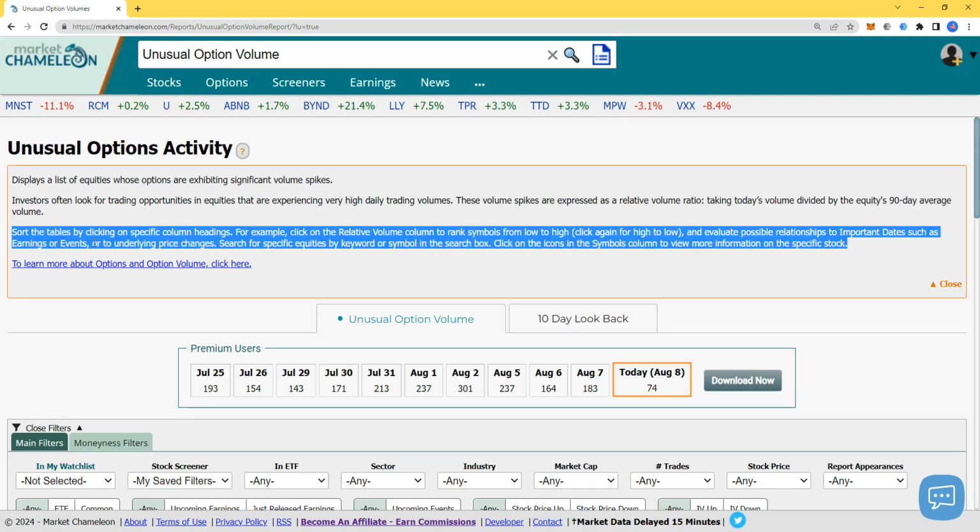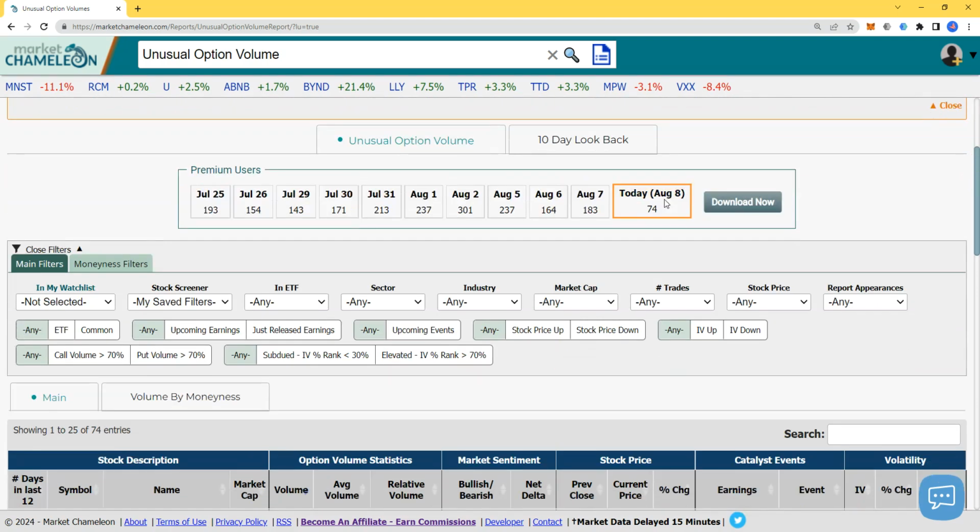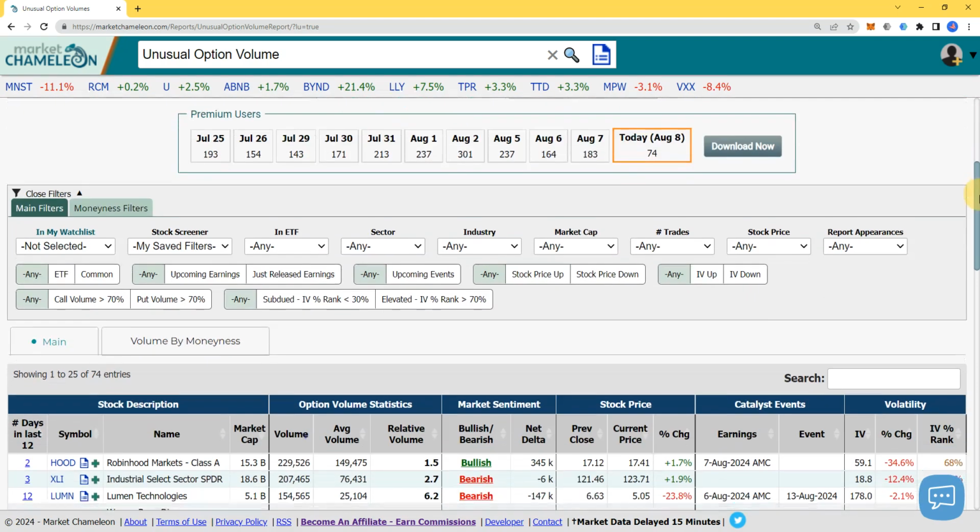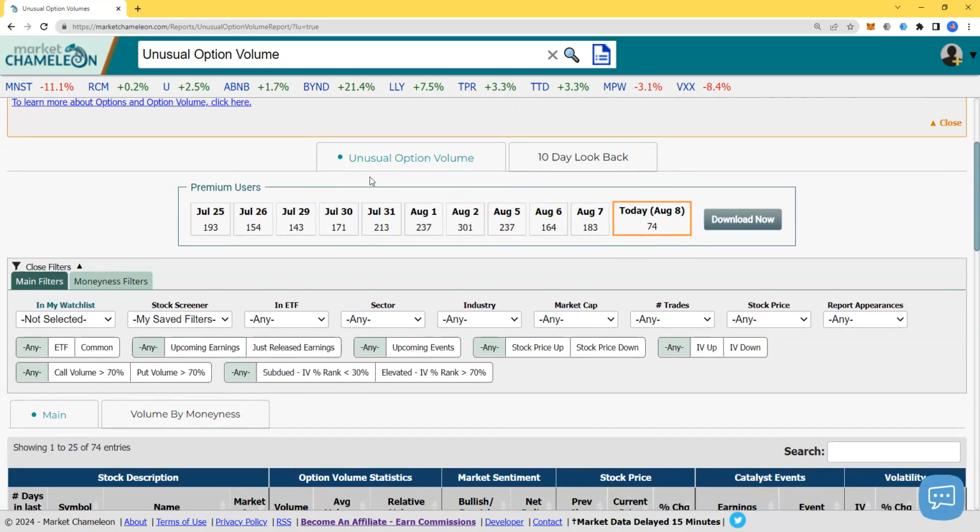Sort the tables by clicking on specific column headings. For example, click on relative volume. Rank symbol from low to high. Okay. Evaluate possible relationship to important dates such as earnings or events. Underline price change. Okay, so we're doing this today, August 8th. This is where we are, and you pick this one, even though the default is unusual option volume right here.